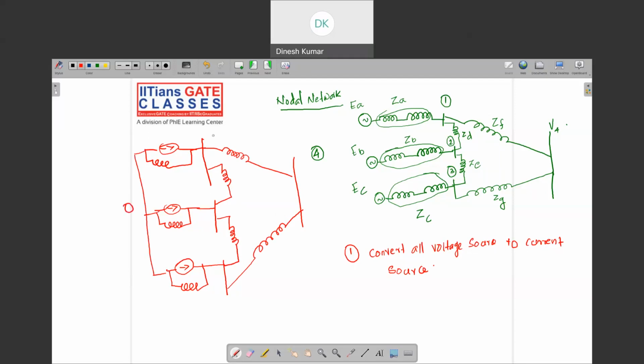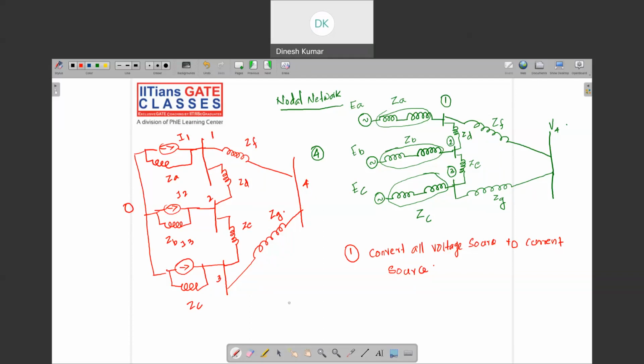This will be the 0th node, 1 node, 2 node, 3 node, 4. Now we are taking the 0th node as the reference. So we don't write an equation for 0, but all other equations we have to write. So now we can write. These are the currents I1, I2, I3, with impedances ZA, ZB, ZC, then ZD, ZE, ZF, and ZG. So we'll be writing this one.